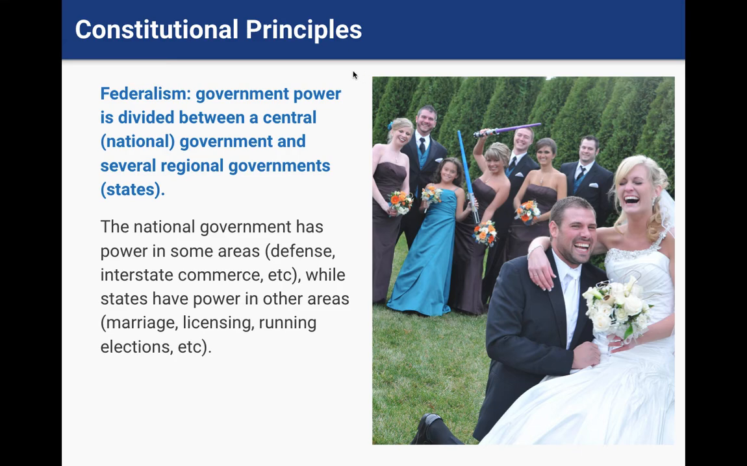But in certain areas, okay, the national government doesn't really have that much of a say. It's left up to the states. Okay, weddings, right, and marriage laws, for the most part, have been left up to the state. So if you eventually decide to get married to someone, you're going to have to go through your county and basically get a marriage license from your county, and that gets passed on to the state. So that's an issue of state power, and we can look at a few other examples of this as we move forward later on in class.